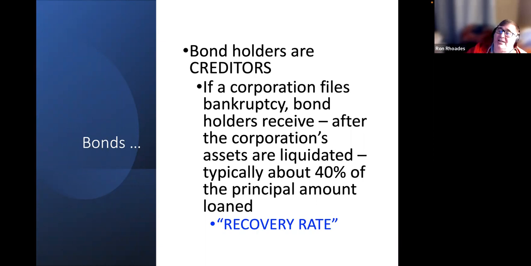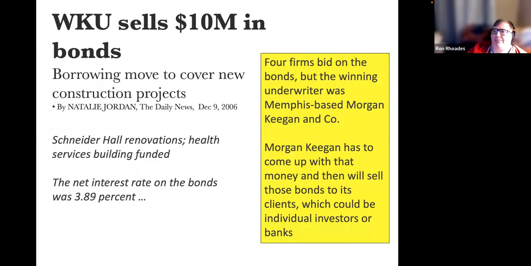It could vary by the type of corporation, what industry the corporation is in. So there's a lot of variances there, but the average recovery rate is around 40% or so. So bonds are issued by even WKU. WKU sold bonds back in, this is a news article from 2006 for Schneider Hall renovations in a health services building. And the net interest rate was 3.89%.